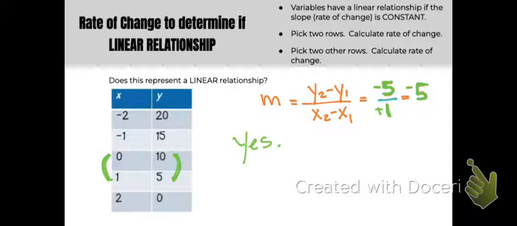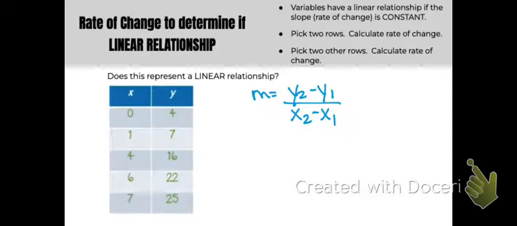Let's try another. Does this table of data points represent a linear relationship? Let's pick 2 points. First 2 rows, 0, 4, and 1, 7. What is the change in y's? From 4 to 7, it increased by 3. How about the x's? From 0 to 1, it increased by 1. So our slope is 3. Let's try another 2 lines. Now this is a little different. It didn't give us 3.